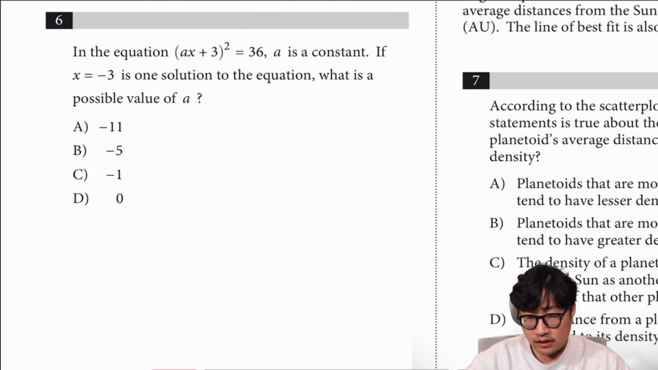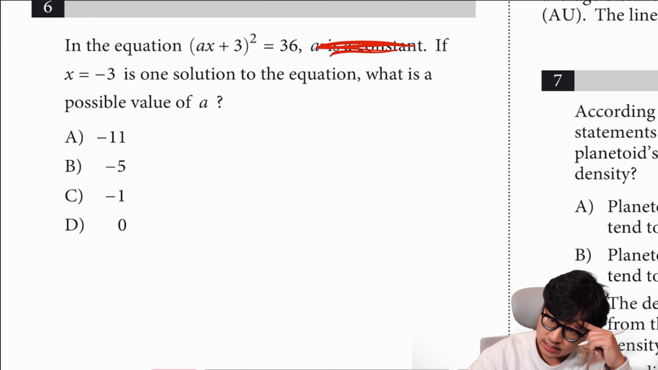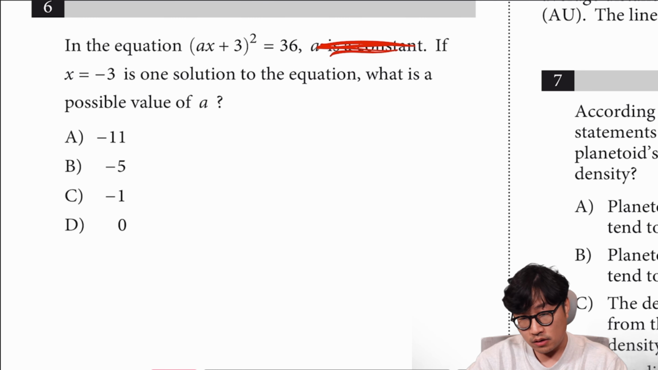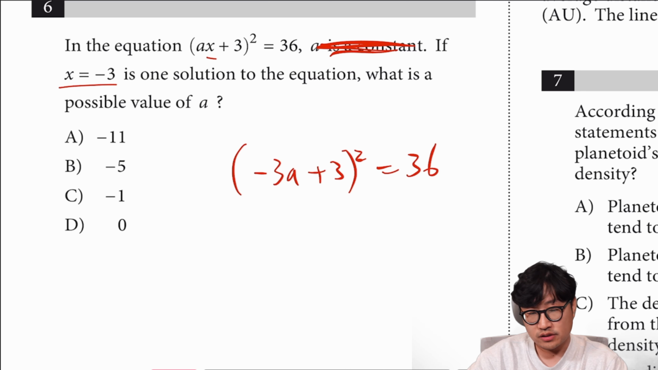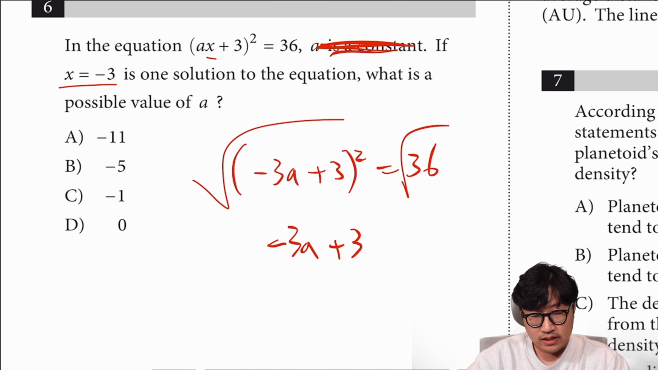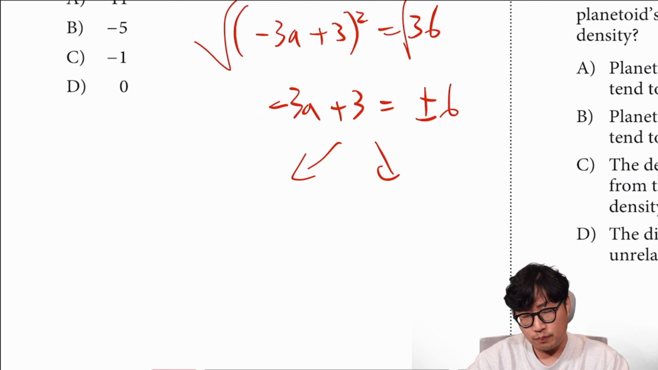Number 6. In the equation, A is constant. If x is equal to negative 3 is one solution, what is a possible value of A? Okay, so let's go ahead and just plug in x is equal to negative 3 right here. So that'll be negative 3a plus 3 squared is equal to 36. Let's go ahead and square root both sides. Negative 3a plus 3 is equal to plus or minus 6. So I'll go ahead and solve both versions.